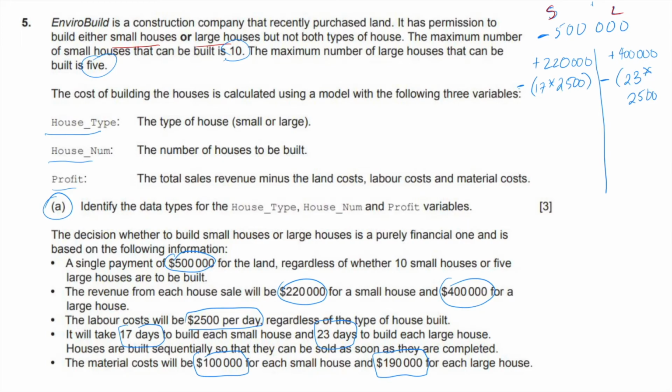Okay, the material costs will be $100,000 for each small house and $190 for each large house. So that means we're going to have $100,000 for materials for each small house and $100,000 for materials for each large house. Basically, what I just did is organize the different profit and loss figures that we have based on the type of house. And this will help a lot when I go to build my model.